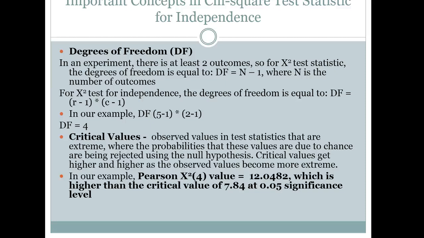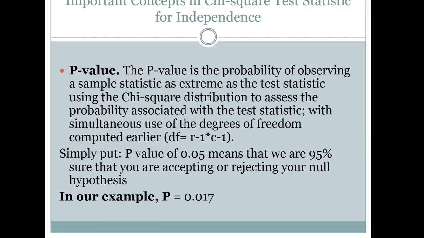Well, you need to go back to what we call the chi-square distribution. So just like your t-test, there's a distribution, there's critical values, and they have a specific significance level based on those critical values. So the next slide is the p-value. The p-value is the probability of observing a sample statistic as extreme as the test statistic using the chi-square distribution.